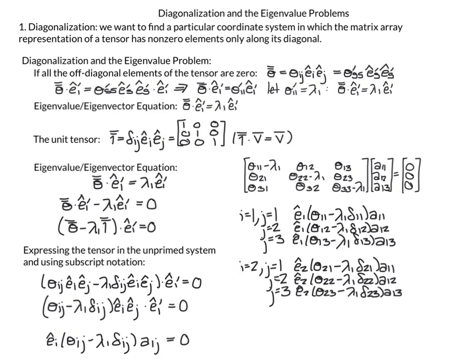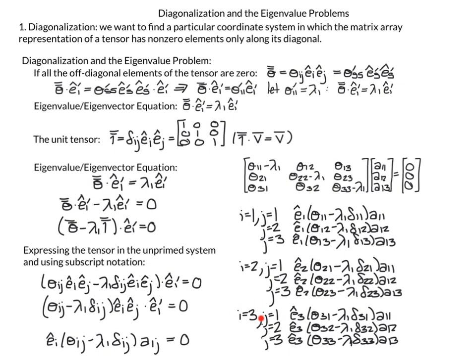Next, I'll let i equal 2, and I'll let j equal 1, 2, and 3. For j equals 1 and i equals 2, I get e2 hat, sigma 2, 1, minus lambda 1, delta 2, 1, a 1, 1. J equals 2, i equals 2: e2 hat, sigma 2, 2, minus lambda 1, delta 2, 2, a sub 1, 2. And then j equals 3: e2 hat, sigma 2, 3, minus lambda 1, delta 2, 3, a 1, 3. And I have the same for i equal 3, j going from 1, 2, and 3 over here.